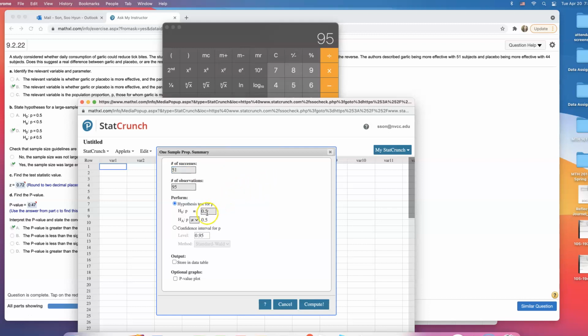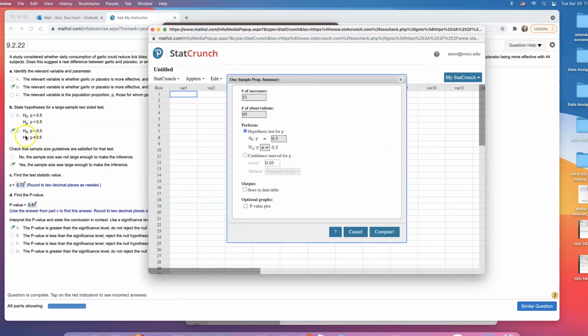And I'm going to go ahead and use the hypotheses that you already figured out on part B. P equals 0.5. I don't know, for some reason that was my default. And the alternative is that they're not equal to 0.5. And that's all you have to do.